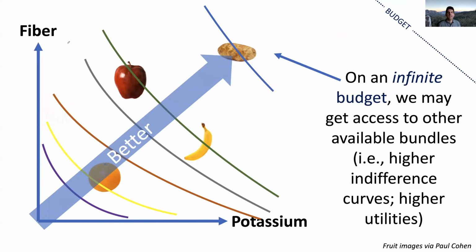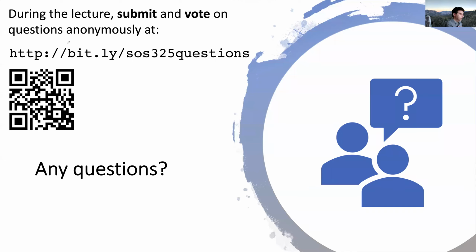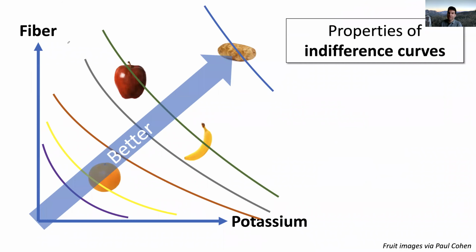Okay, so any questions? I'm going to look back at the anonymous questions here. All right. Does that make sense? Are the indifference curves hypothetically never ending, as with an infinite budget? Or are there always more and more indifference curves? A good question. That actually goes right into properties of indifference curves, so that'll be answered here.